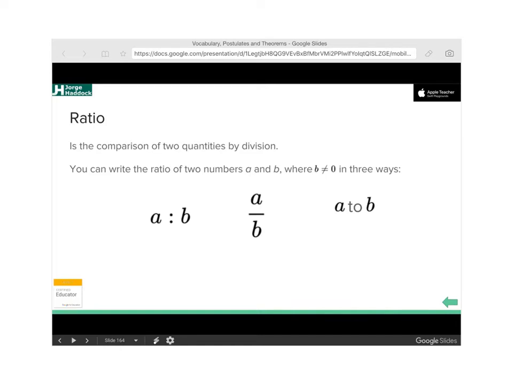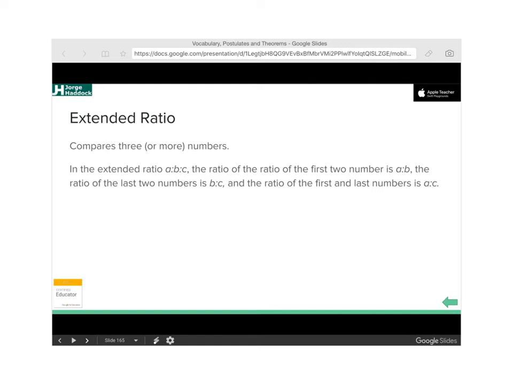An extended ratio compares three or more numbers. So in an extended ratio A, B, and C, the ratio of the first two numbers is A to B, then the ratio of the last two numbers is B to C, and the ratio of the first and last number is A to C.